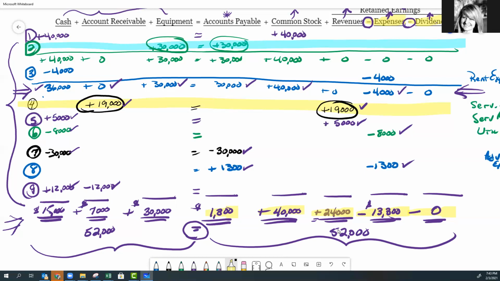All right. And then at the end, not only should every transaction balance, but at the end, we calculate the ending balance of every single asset and every single liability and stockholders' equity account. And then we should still remain in balance at the end.